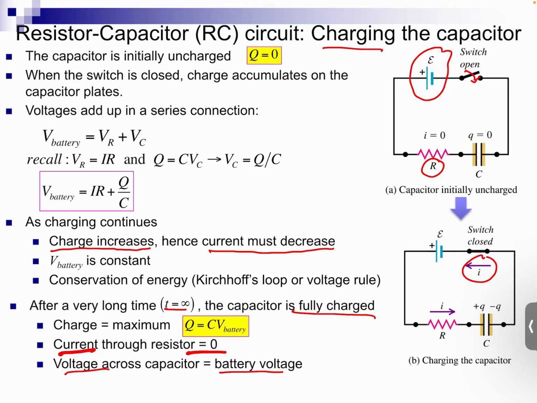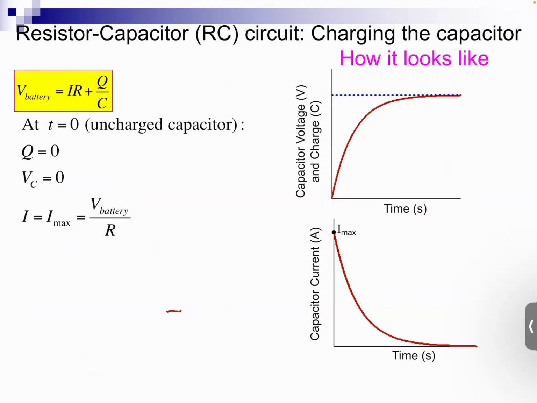And maybe it's easier to visualize what's happening. So here is how it looks. You have here the Kirchhoff's loop rule equation that relates the voltage across the battery to the sum of the voltages. At time t equals 0, when the capacitor is uncharged, that's this point here. At time t equals 0, the capacitor voltage and the capacitor charge are both 0. But the current in your circuit is maximum.